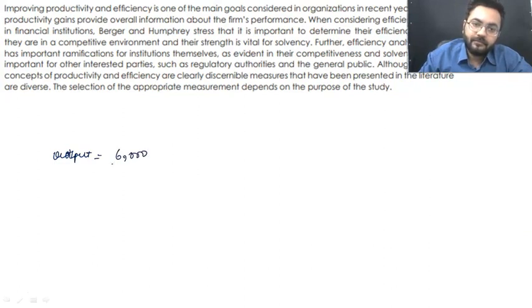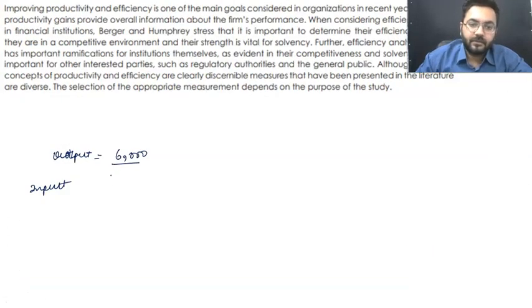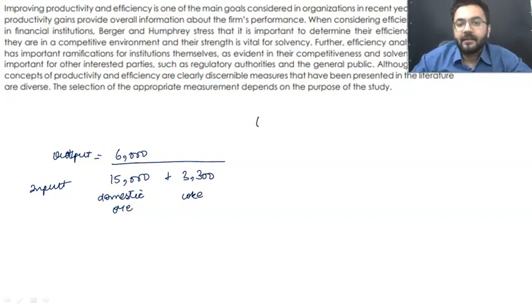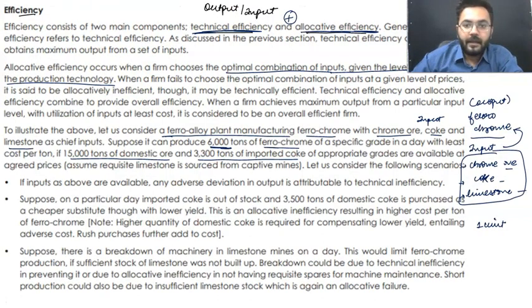our output is going to be 6,000 and our input is going to be 15,000 domestic ore, plus 3,300 is going to be my coke, and this is particularly in tons per day. This is somehow our per day production, right? And this is what they have written so far.